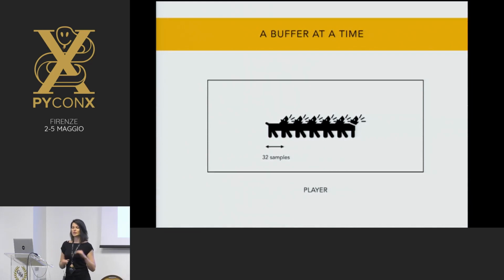We want to make sure we commit to delivering this audio buffer on time. In our application, the buffer size is 32 samples, and the sampling rate we used is the most common one, 44.1 kilohertz. So it means our buffer is not even 1 millisecond long, it's 0.7 milliseconds.